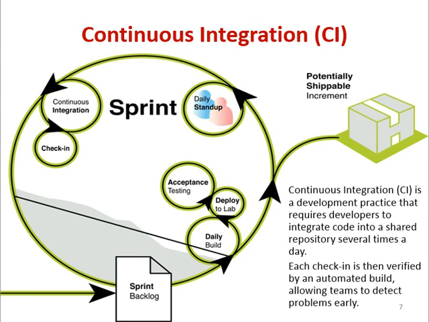So if you see this graph, image, then we have sprint backlog at the center. Then we do the daily build, daily stand-up meetings, then continuous integration or check-in, then finally the acceptance testing, deploy to the laboratory or to any production environment or the pre-production environment, then finally the daily build, and finally what exactly you do? You have a potentially shippable increment, which is a product. So check in, then verify by an automated build, allowing teams to detect problems at the early stage.